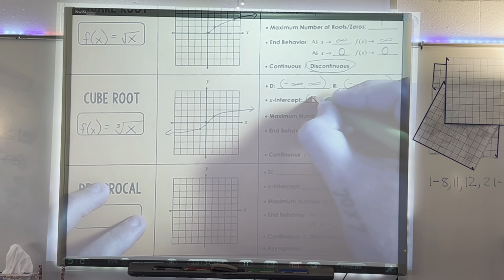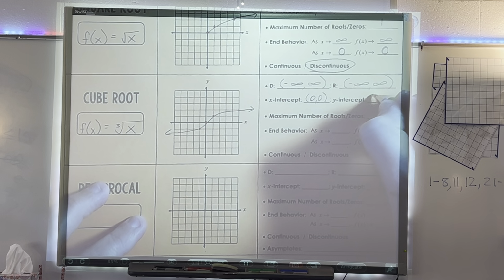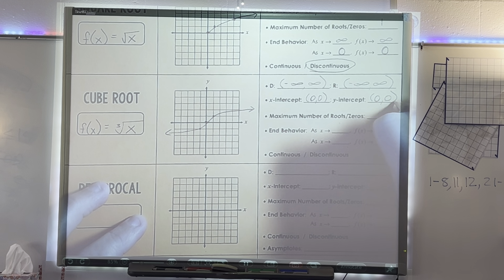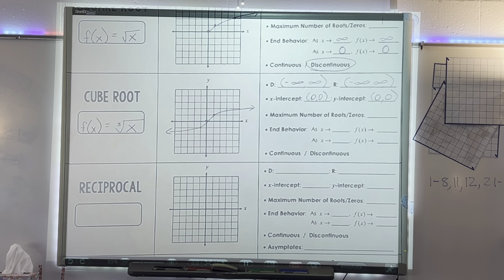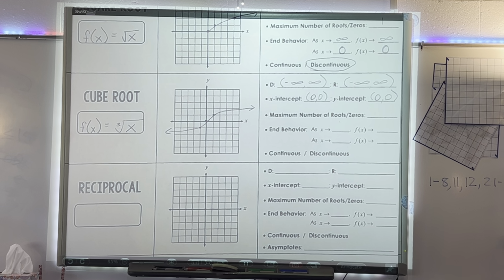X and Y intercepts are both at 0, 0. That's a good question, Riley. I didn't think about the fact that y'all wouldn't know that yet. 0, 0. All right, maximum number of times that this one can cross.